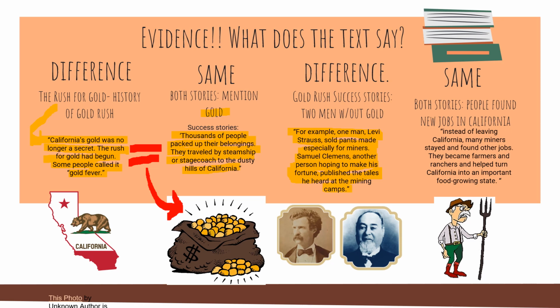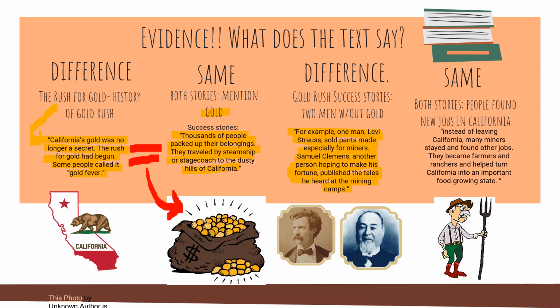So now we can see that this story is not exactly like the rush for gold because it's not really telling the history of how people made it to California and heard about the gold. It's mostly talking about how these two men were able to be successful in their lives even though they didn't find gold.